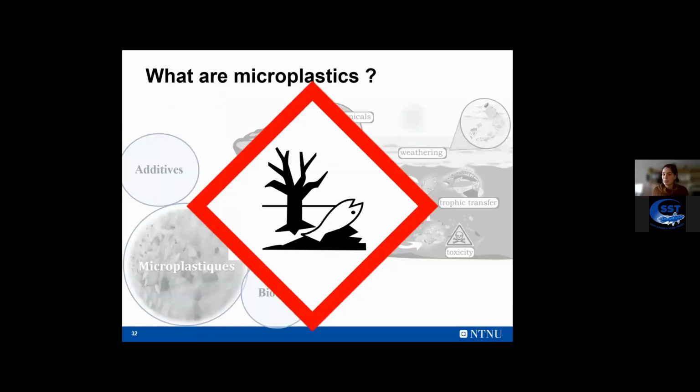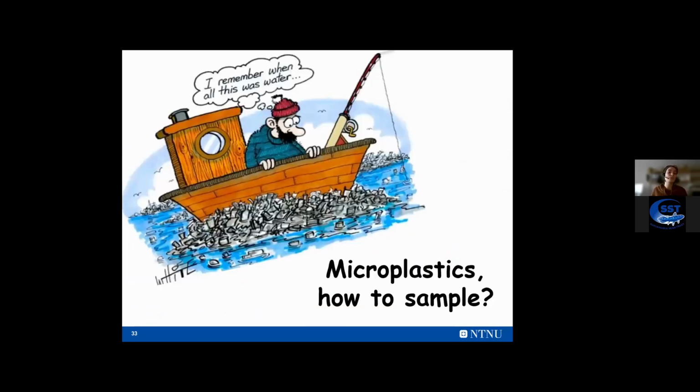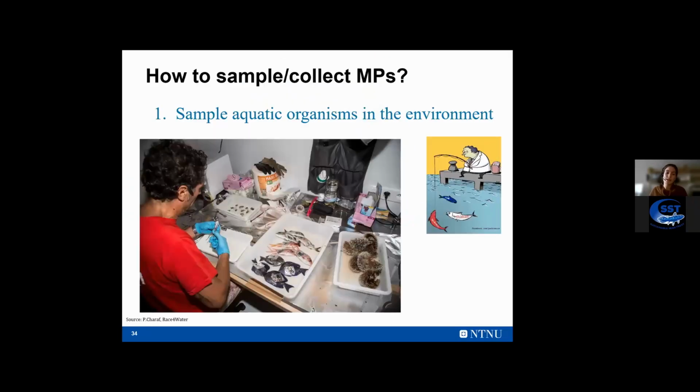So what I'm looking for is that among all of these parameters, are microplastics really toxic? But before knowing if they are toxic, we need to sample them. And to sample them, we have different methods. The first one is we go to the field and sample aquatic organisms in the environment. For example, here we were sampling fish, just to see if they were contaminated with microplastic and to characterize the microplastic that we were able to find in the organism.